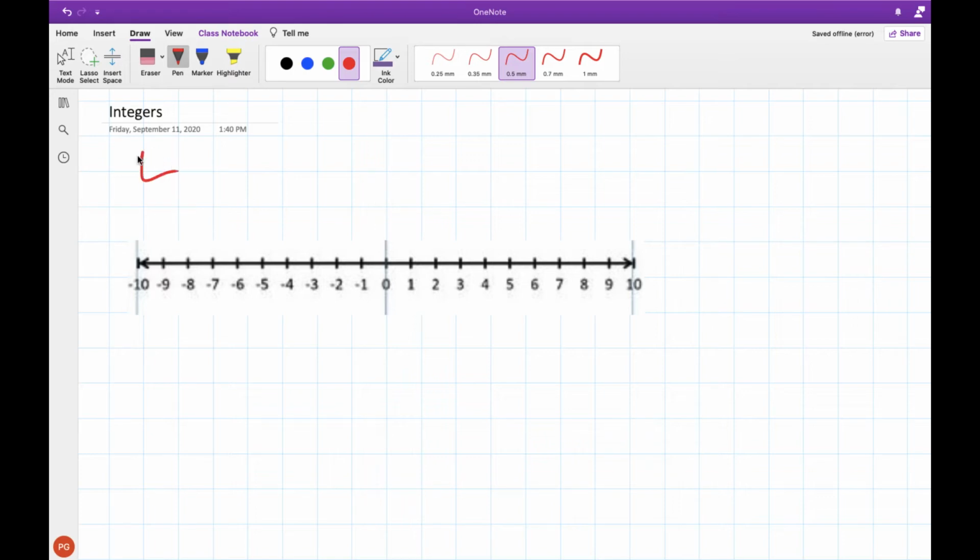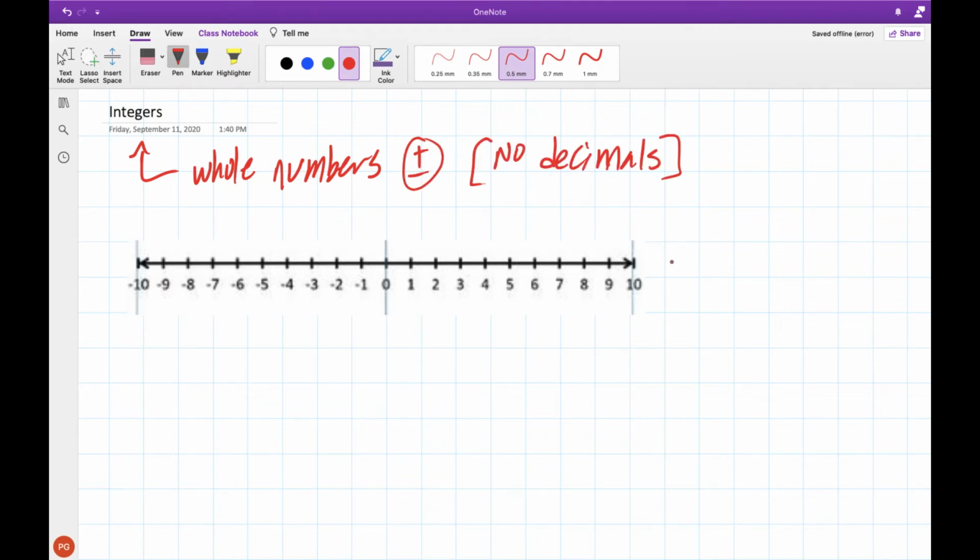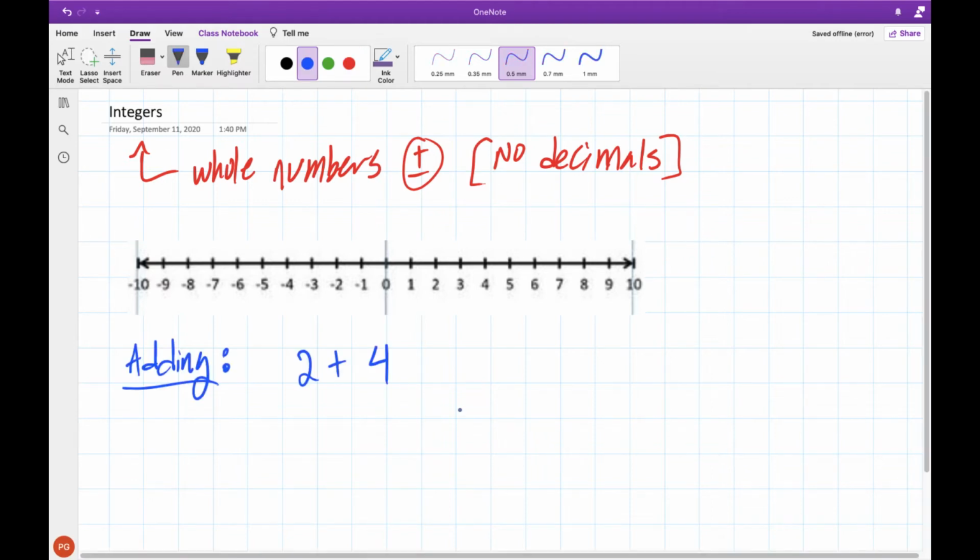And if you've forgotten, integers are the whole numbers, but they can be positive or negative. And importantly, integers don't include decimals, so we're not going to be worried about decimals to begin with. So if we have a question like 2 plus 4, what this really is telling us when we're adding is that we're going to be moving to the right on our number line.